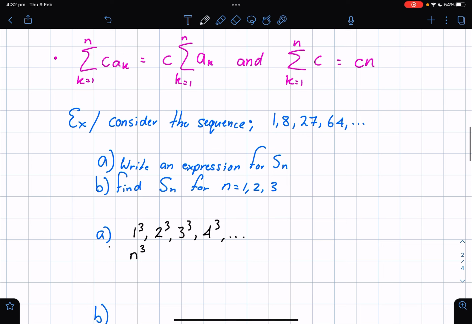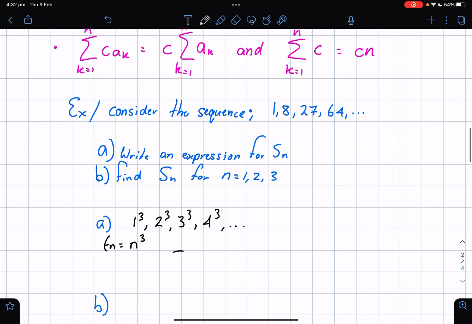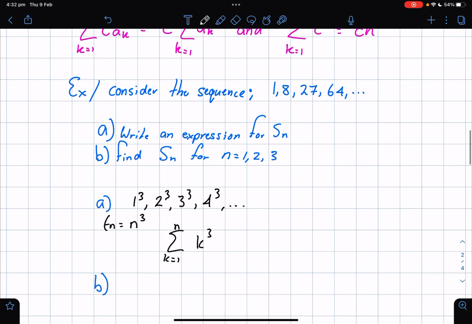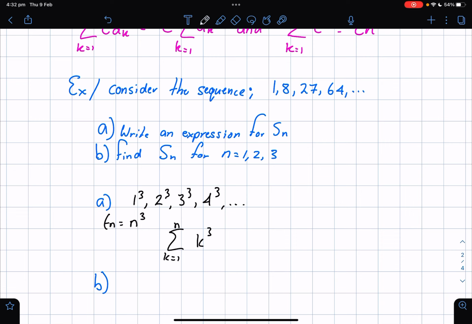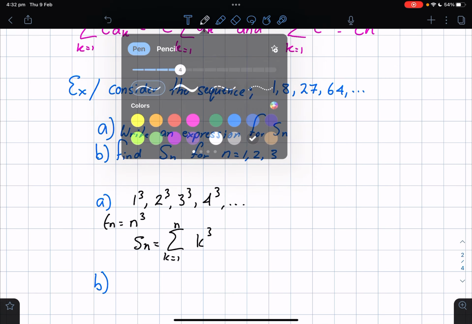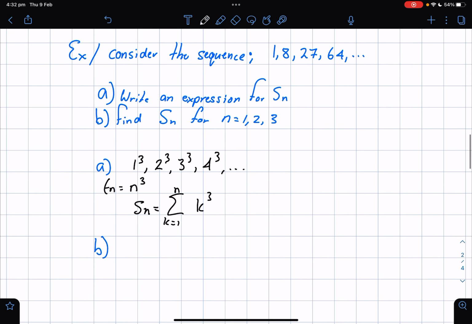So now that we have a general term, so this is actually Tn equals n cubed, okay? So all we have to do now is write our sigma notation, k equals 1 up to n, and we write our general term, but we change the n to a k, and that's just like that. All right, so that is all we have to do for this. So Sn is equal to that. All right, now find Sn for n equals 1, 2, and 3. So S1 is the sum from k equals 1 up to 1 of k cubed, and this just means writing 1 cubed, which is 1.